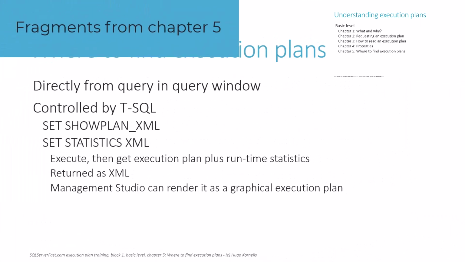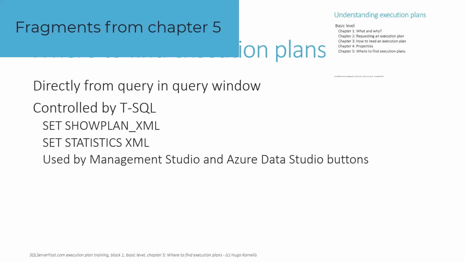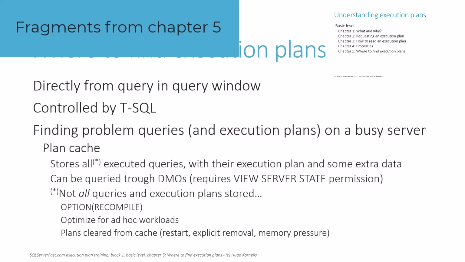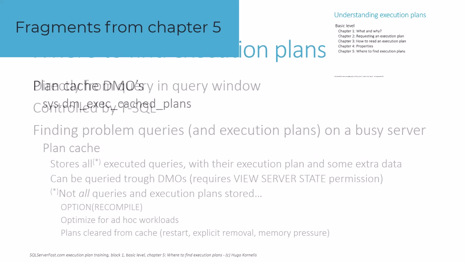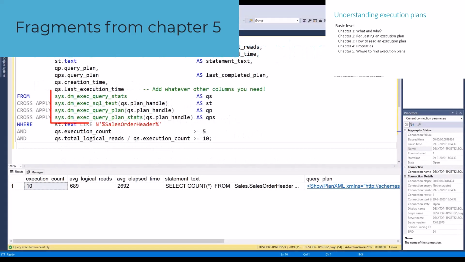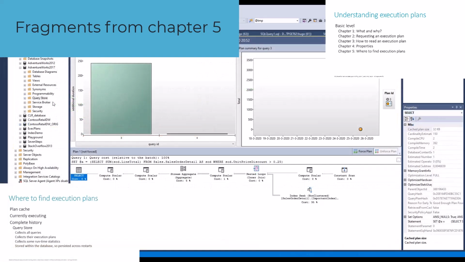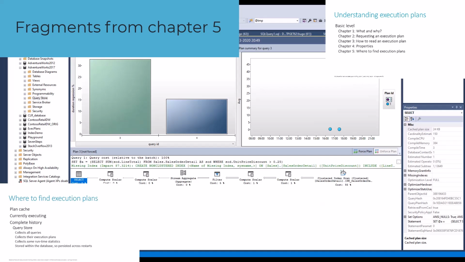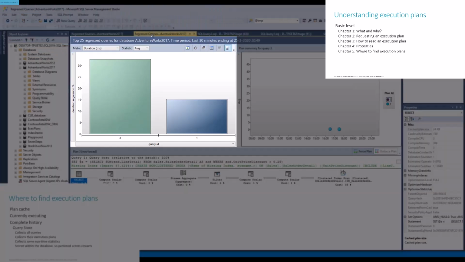Chapter 5 focuses on where you can find execution plans. We already showed how to request execution plans for a query you are working on in Chapter 2, but here we show that there are many more ways to get execution plans. For instance, when analyzing current activity on a production server, or for looking at the execution plan after the query has already executed without having to execute it again.